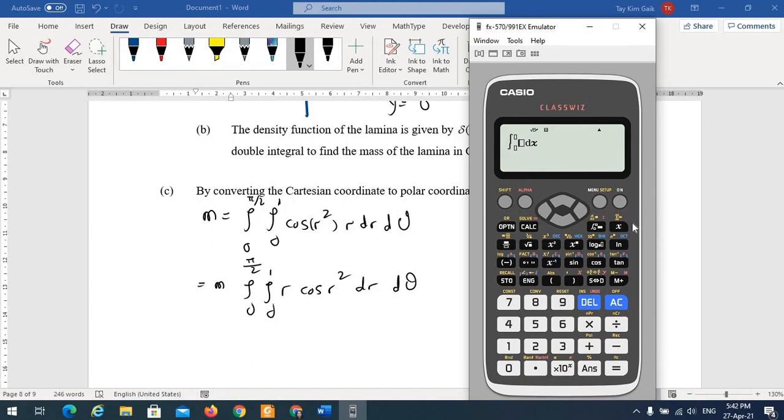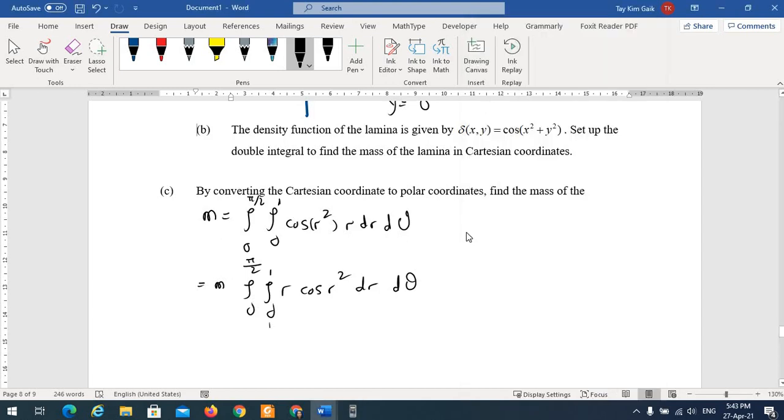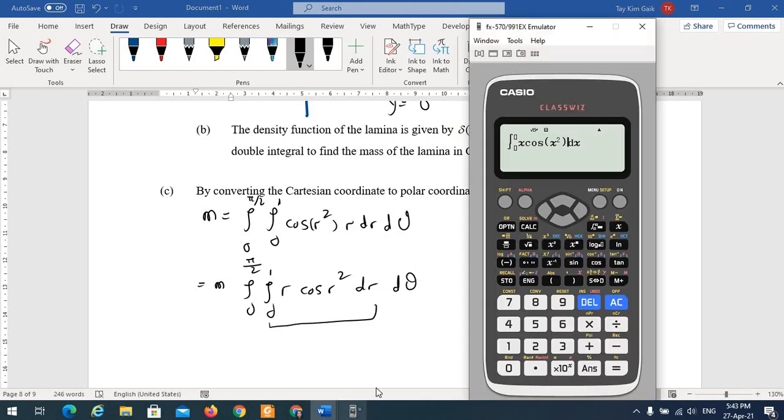So, of course, r you have to change to x here. Cos. Here I don't put bracket, doesn't matter because it's multiplication form. And then I put this one into your calculator first, 0 to 1. I get this answer 0.4207.